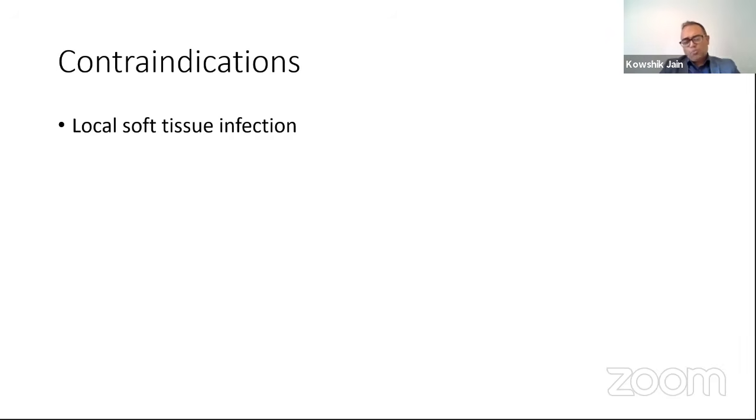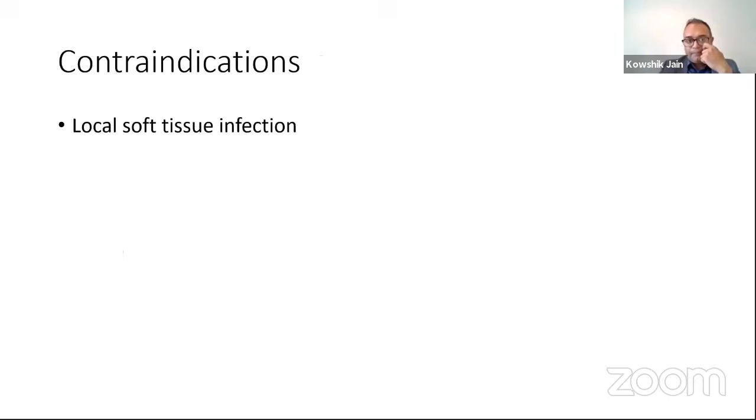I would say there's just one absolute contraindication for ankle arthroscopy, which is local soft tissue infection. If there is a soft tissue infection near the ankle joint, you would want to avoid scoping the ankle for the fear of introducing infection. A relative contraindication, you could say, is severe contracture of the joint, where you can't get into the joint.